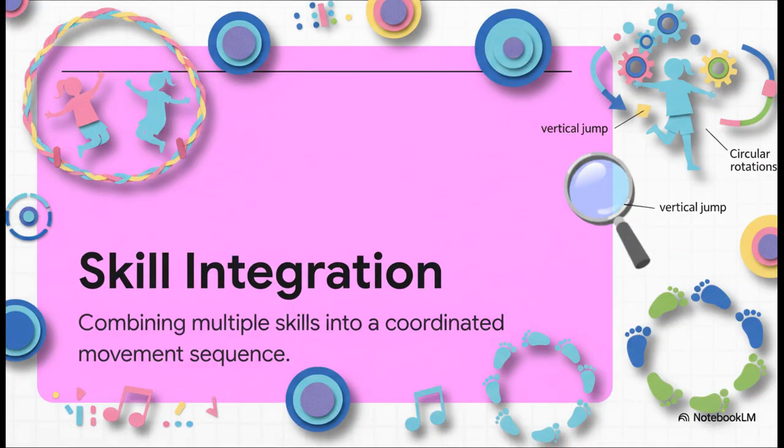Then we have skill integration and rhythmic movement. This is all about combining multiple skills into a coordinated sequence, often tied to a rhythm or timing pattern. When they're jumping rope, students are using skill integration by combining that vertical jump with their circular arm rotations, and they're using rhythmic movement by timing that whole sequence to the actual beat of the rope slapping the floor.